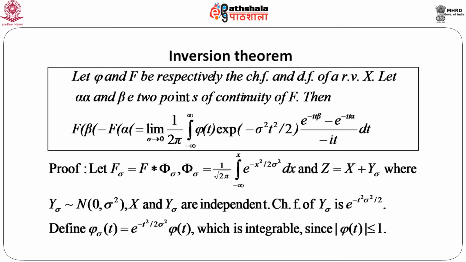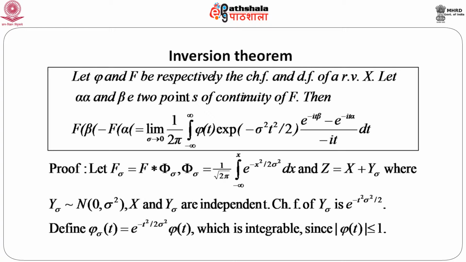So, for the proof, just recall what we have learned in convolution theory. Let us consider the convolution of two distribution functions. One is the F, that is the given distribution function of a random variable X, and capital phi sigma, which is nothing but the distribution function of a normal random variable with mean 0 and variance sigma square. So, capital phi sigma is a distribution function of a normal 0, sigma square variable, and let us denote this convolution by capital F sigma.